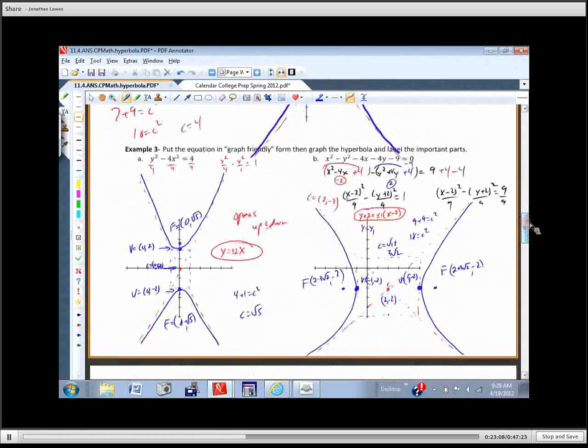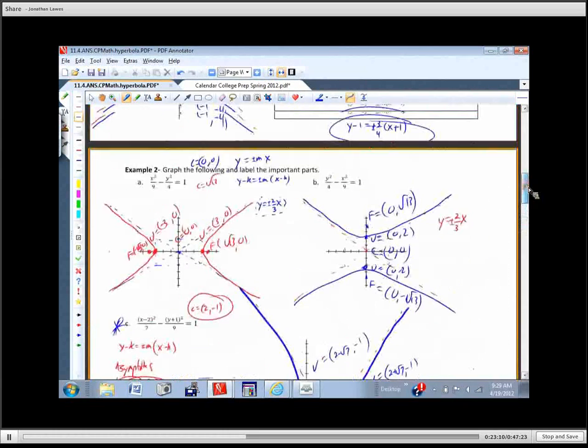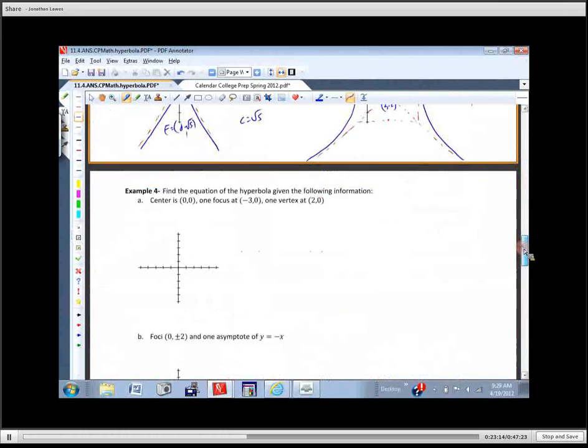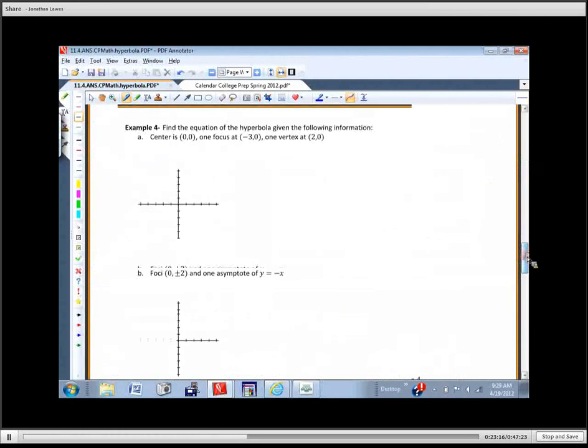So we've done some that open left and right and some that open up and down. Pretty even balance here. Now we're going to get to the problems where they give us information about the hyperbola and we have to come up with the equation. So my first question is, do you have to graph the hyperbola in order to solve these problems? You don't have to, but it's pretty darn helpful to do it that way.